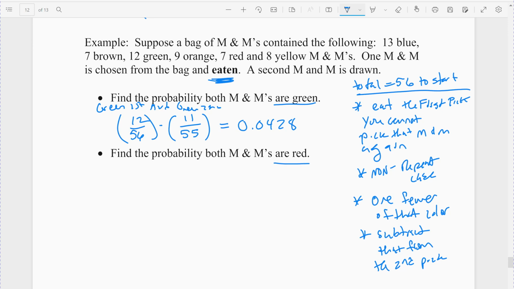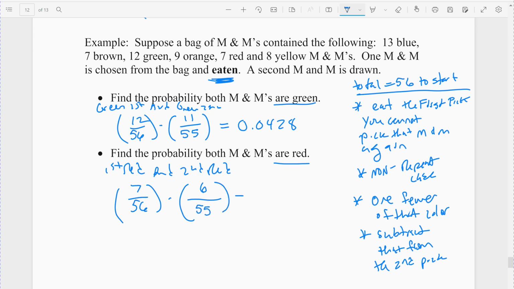Similar thing will happen with the red. So again, I pick the first red and the second red. So the first red's the same. Again, we're assuming we start with the same bag in this probability. I haven't eaten anything yet. So I've got 7 out of 56 for the first one. And for the second red, I've eaten a red marble. I keep saying marbles. Eaten a red M&M, which means there is only 6 left. And since I've eaten one M&M, there's only 55 total. So this one is 6 out of 55. And then you multiply. And again, it should come out less than, not a whole lot, but it does come out less.